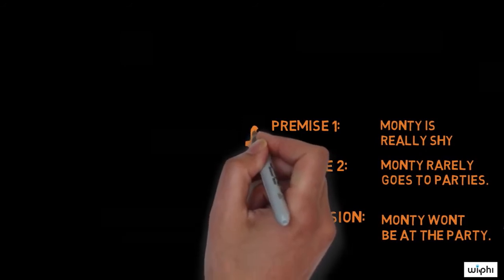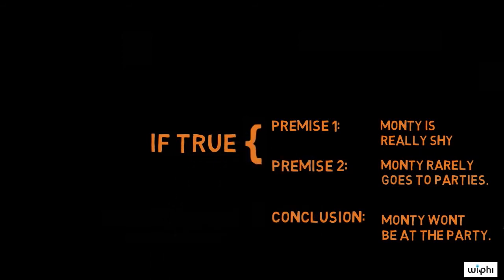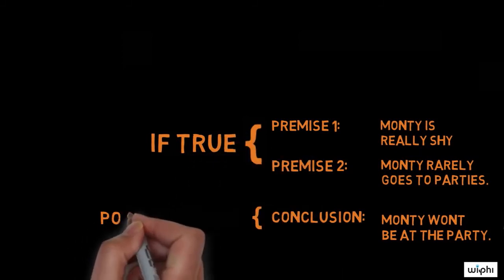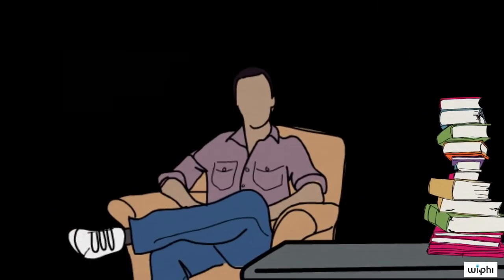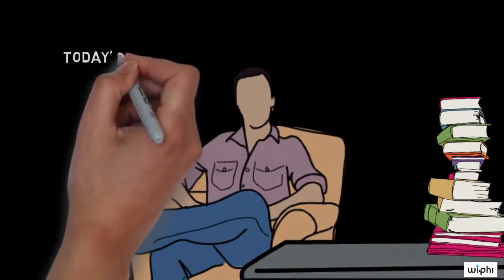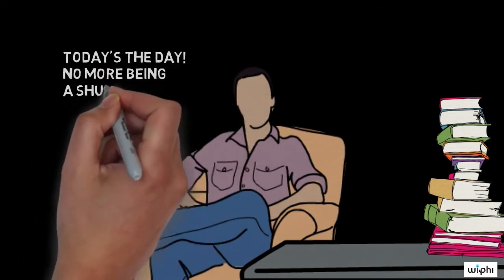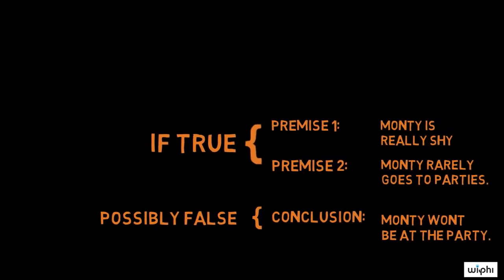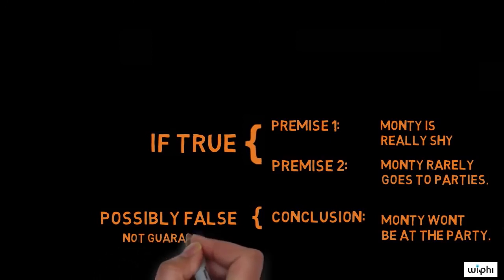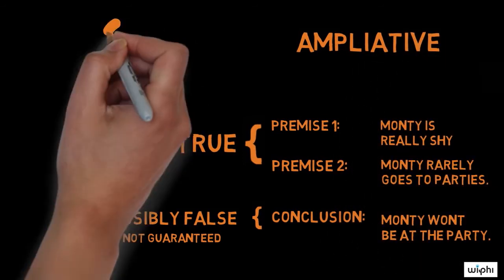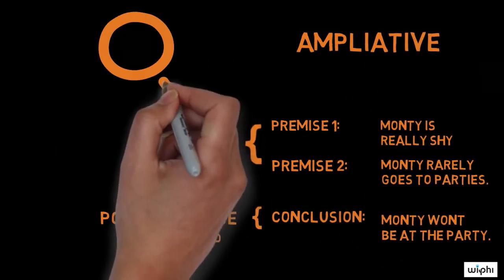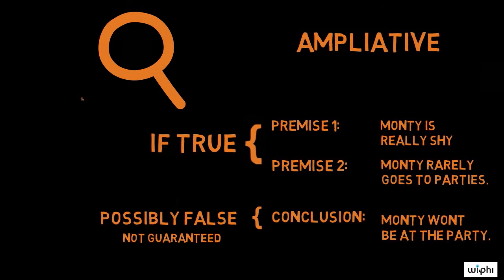If you look at the orange argument, though, you'll notice that that's not the case. In the orange argument, even if those premises are true, the conclusion might still be false. Even given that Monty's really shy and rarely goes to parties, it's still possible that he'll get over his shyness and suspend his policy of rarely going to parties and unexpectedly show up. It's unlikely, but it's possible. So the truth of the premises in the orange argument does not guarantee the truth of the conclusion. Arguments like this we call ampliative. In an ampliative argument, the truth of the premises makes the conclusion probable, but doesn't guarantee it.